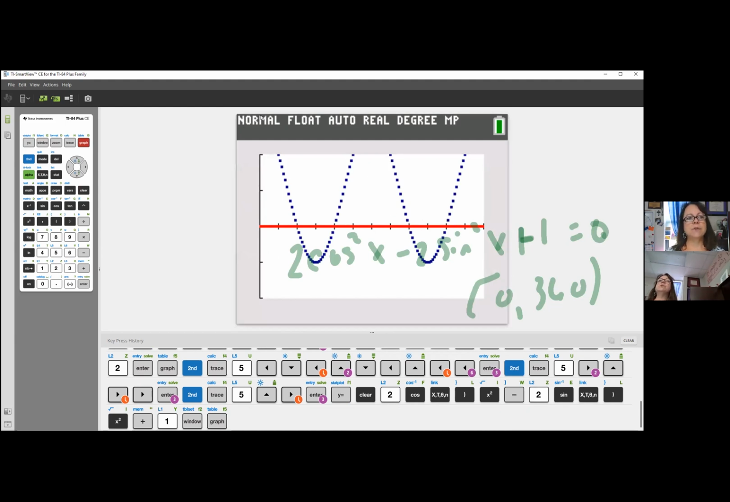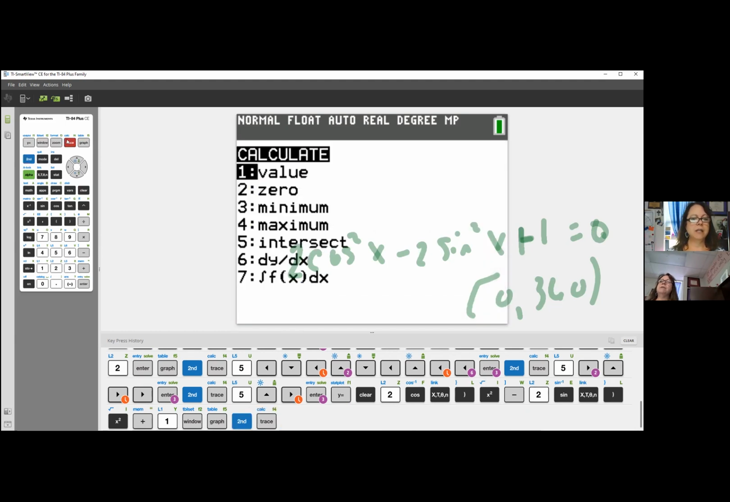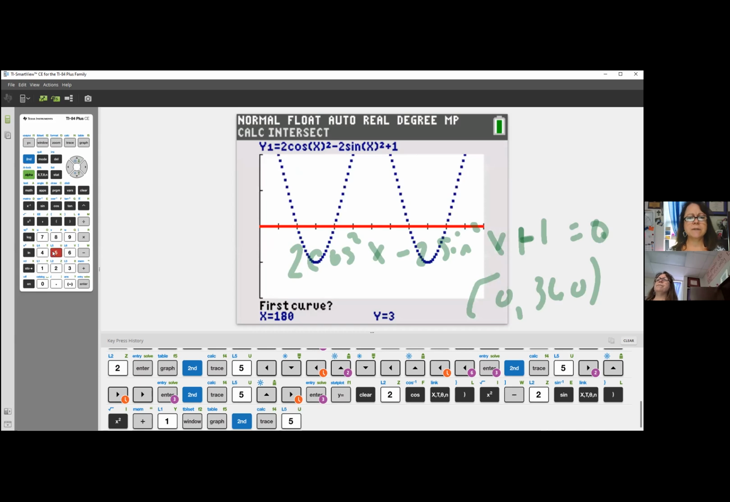But if I'm not sure what those are, I then do my calculate intersection. So that's going to be second, calculate, number 5 for intersect. I'm going to move it to that first point. Now, see, I can finally see it, but if I up or down arrow, it puts it on the 0 line. That makes it easier. And I always just start with the very far left answer first. I find that easier. So first answer here is definitely 60 degrees.